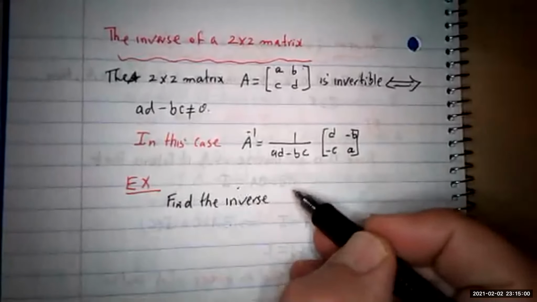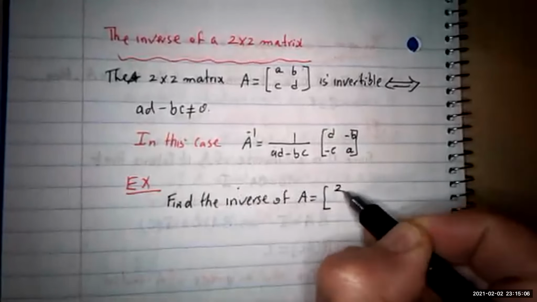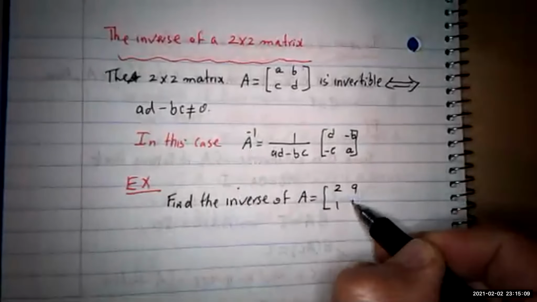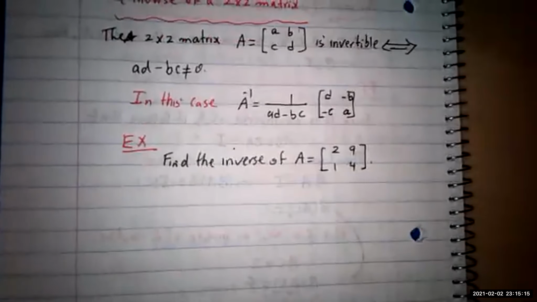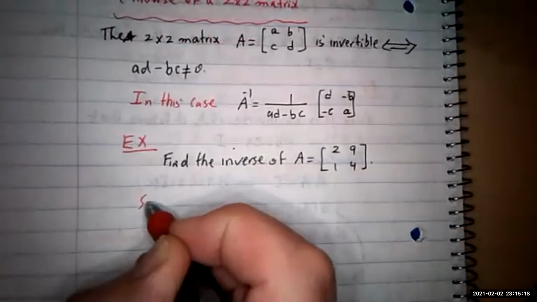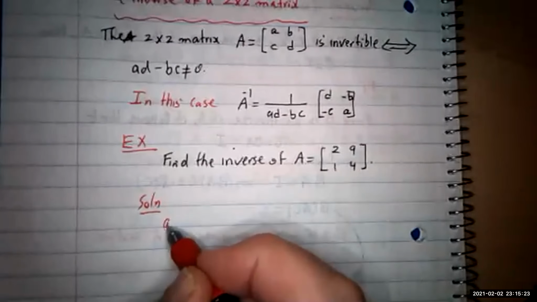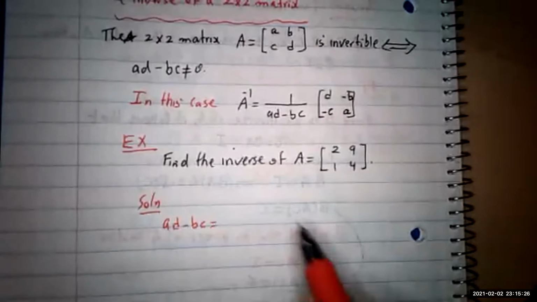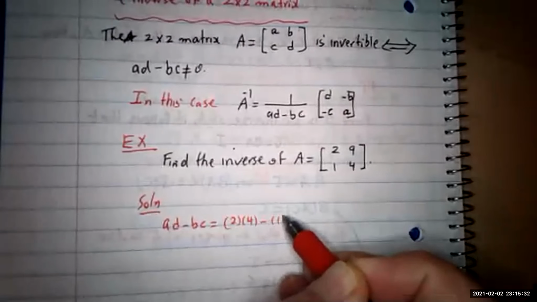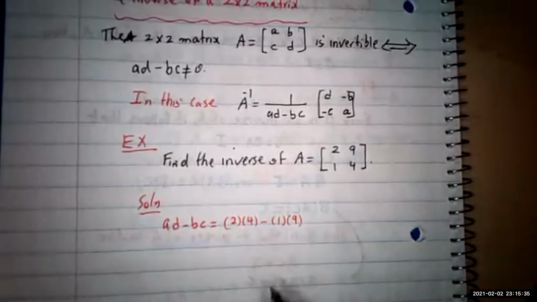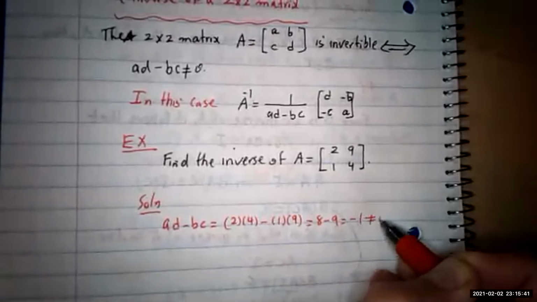Find the inverse of this matrix, A equal to 2, 9, 1, 4. Okay, that's it. So you test it to make sure that it's invertible. So AD minus BC is equal to 2 times 4 minus 1 times 9. So that gives you 8 minus 9, which is negative 1, not 0, so it's invertible.